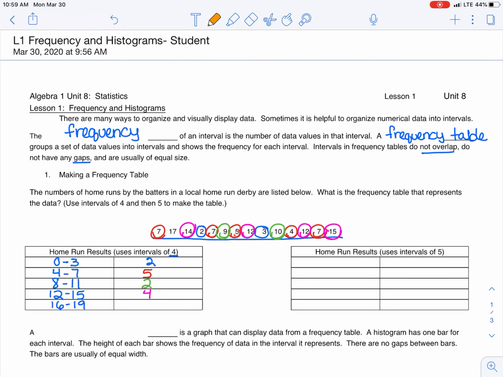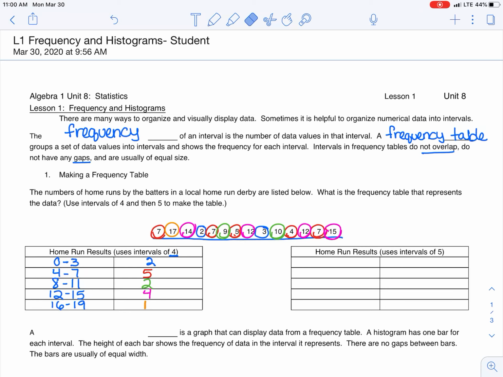And last, we have 16 to 19. Well, we only have 1 number left at 17, and that is between 16 and 19. So the frequency of those numbers is 1. There's only 1 number between 16 and 19. So that's our first frequency table.